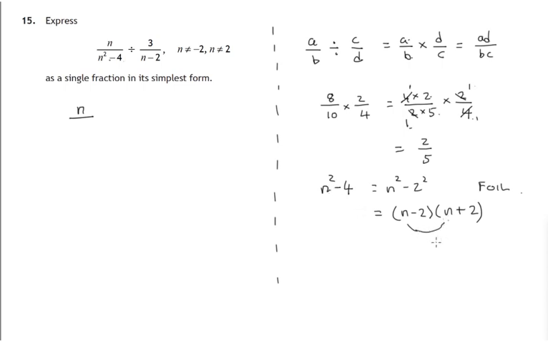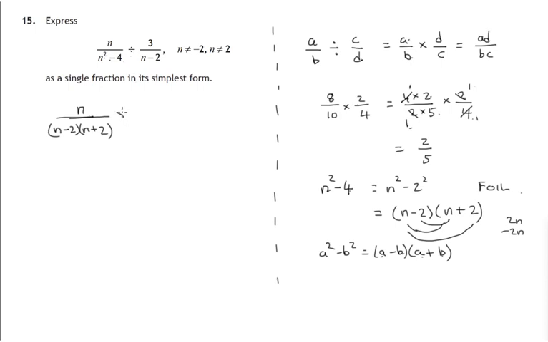N times n is n squared. The outside terms give you 2n, the inside terms give you negative 2n, so they cancel. And the last terms, negative 2 times positive 2, give you negative 4. So a difference of two squares pattern can always be factorised in a similar manner: a squared minus b squared is a minus b times a plus b. So this n squared minus 4 expression can be factored into n minus 2 times n plus 2. So there are two factors there.